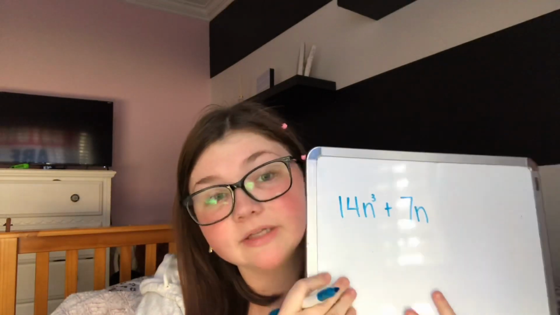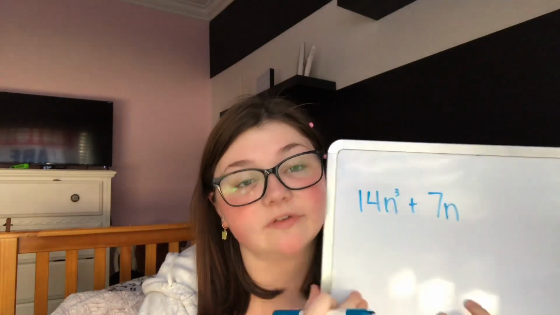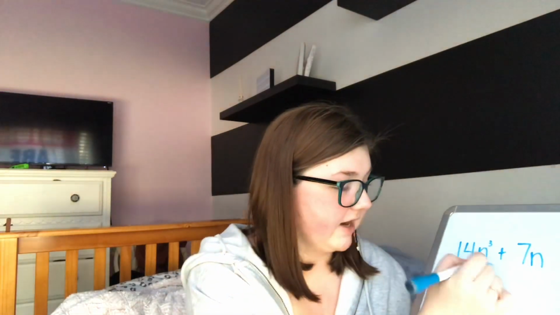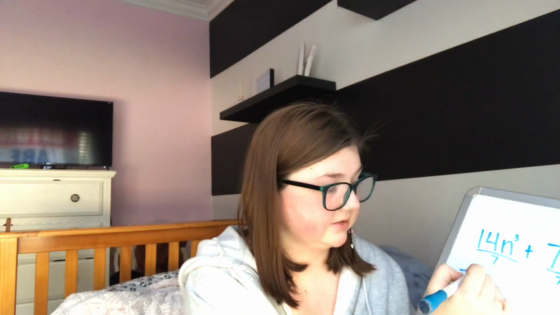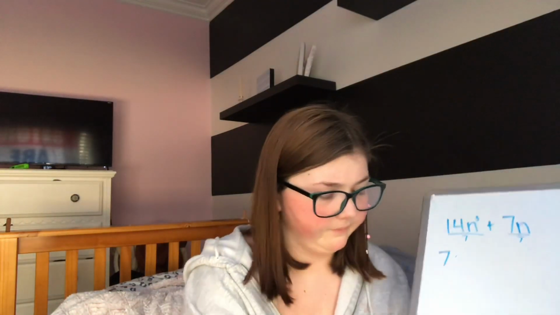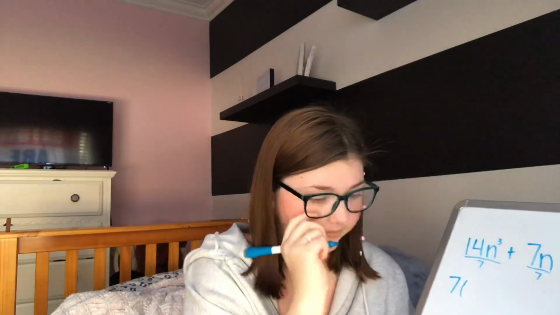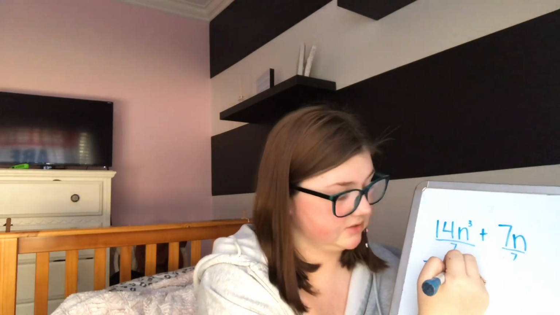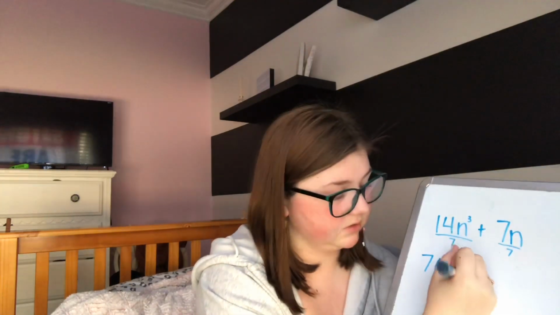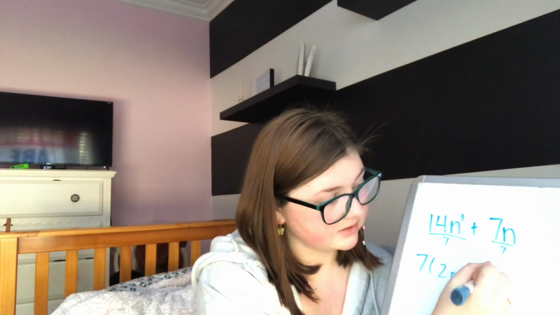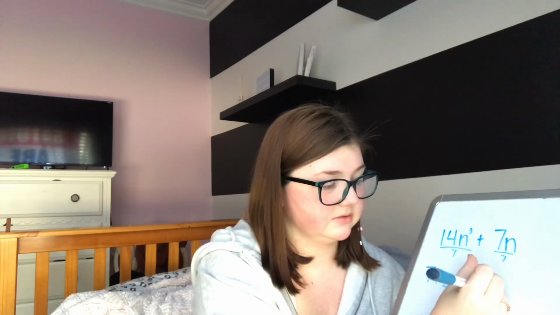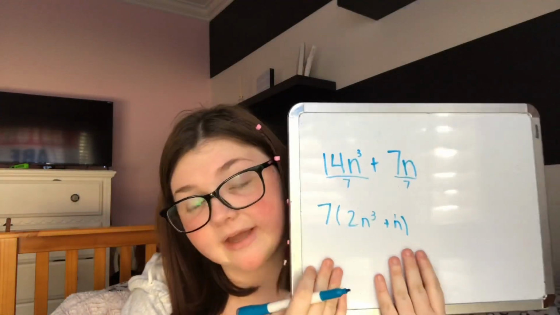So when you have a problem like this, the first step you are going to do is find the greatest common factor. And looking at it, the greatest common factor is 7. And then when you divide, 14 divided by 7 is 2, and then you drop the n cubed plus 1. In other words, it should just be n, and that is your answer.